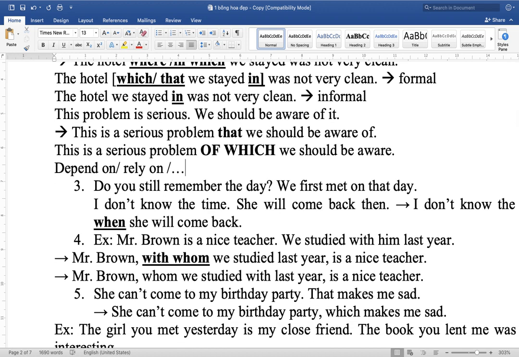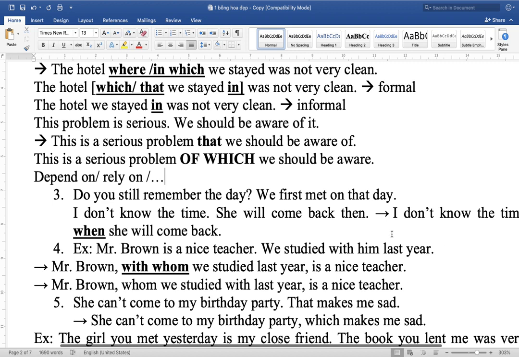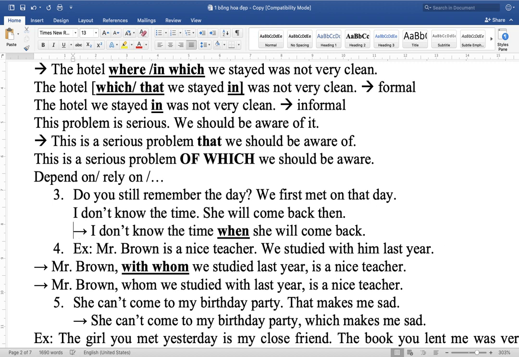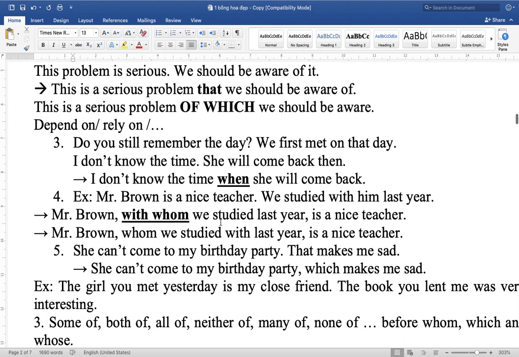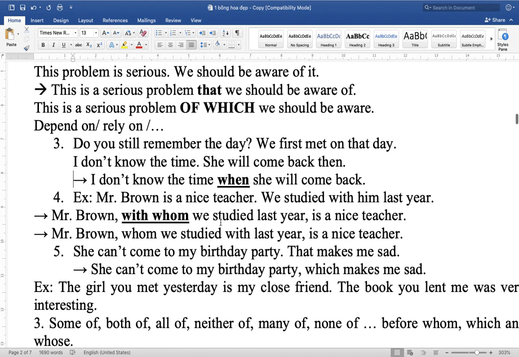And the last adverbial pronouns. I don't know the time when she will come back. So just like when, to combine the two clauses. Okay, the next one.